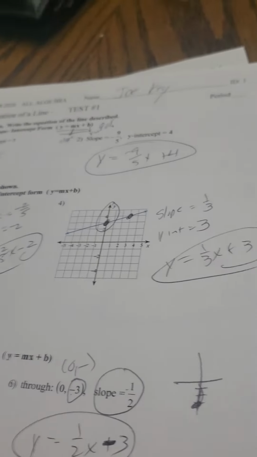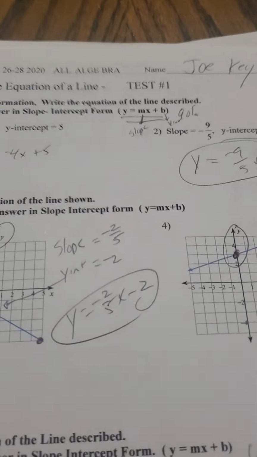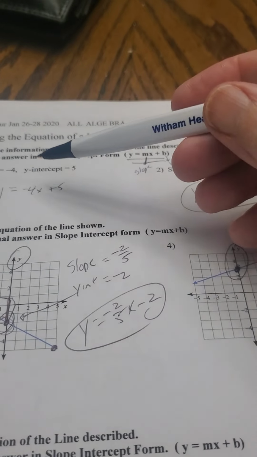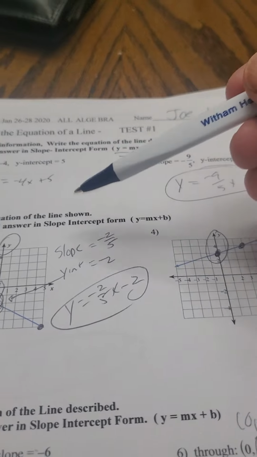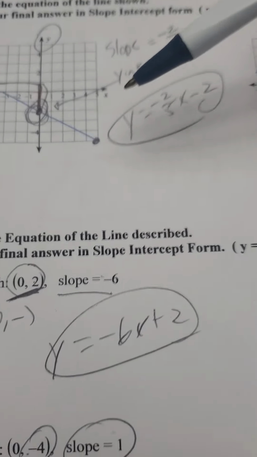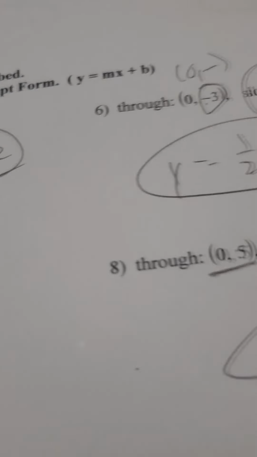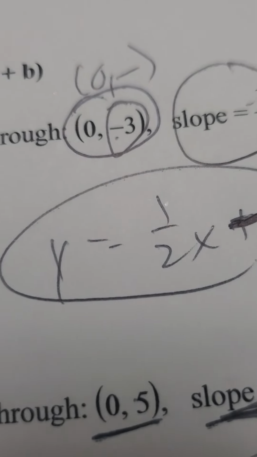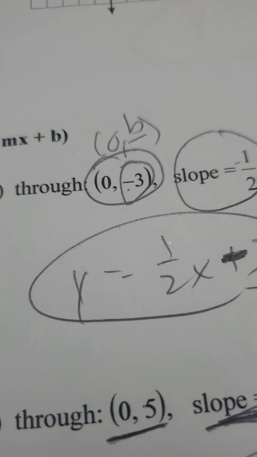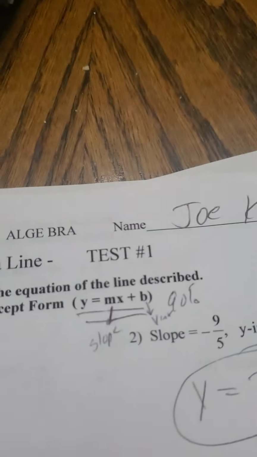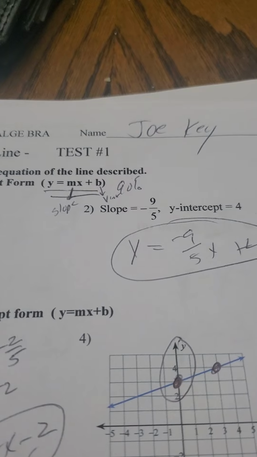Again, 1 through 8, super easy, because you either know the slope and the y-intercept, or you can easily find the slope and the y-intercept. Okay. Anytime there's a 0 something, that is the y-intercept. Okay. All right. Like I said, we'll do a retake either Tuesday or Wednesday.